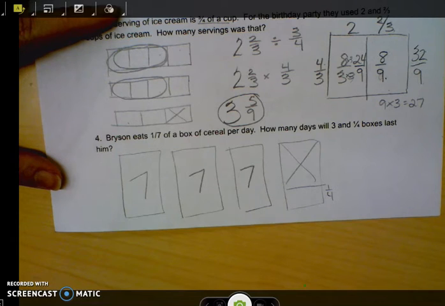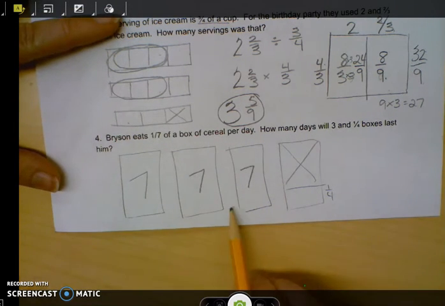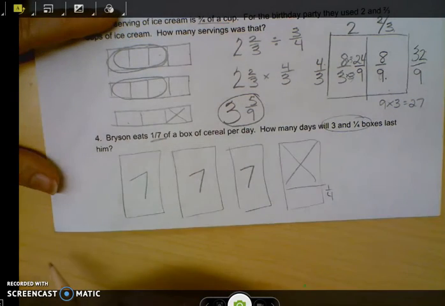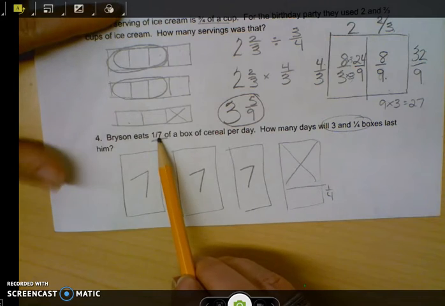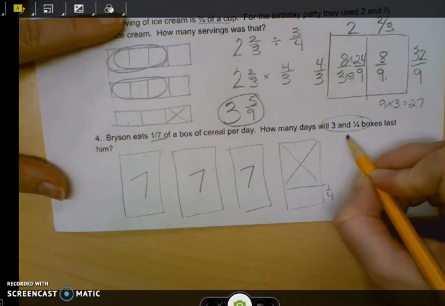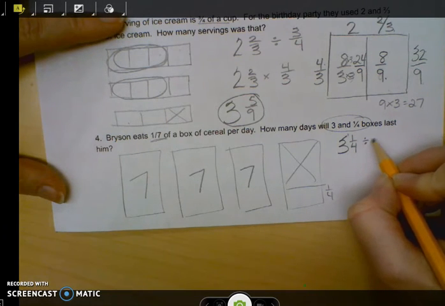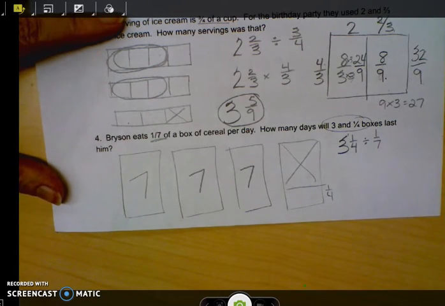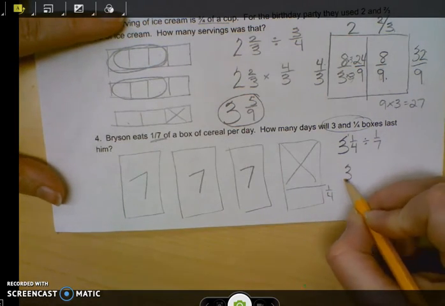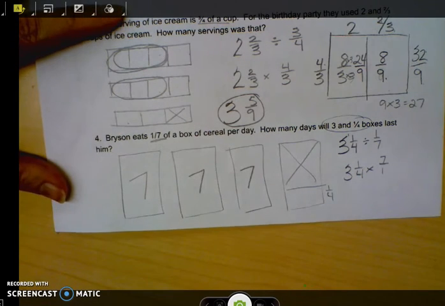But I'm not exactly sure of the answer, so I'm going to go ahead and do the algorithm. By drawing this picture, I'm sure that I'm taking this number and breaking it down into 1/7 size pieces. How many 1/7 can fit into this number? So I know this is a division problem. I'm taking 3 1/4 and I'm dividing it by 1/7. If I do keep, change, flip, I get 3 1/4 times 7/1.